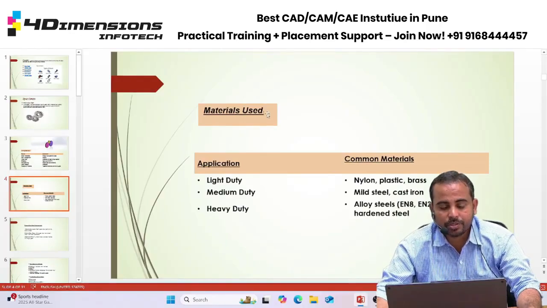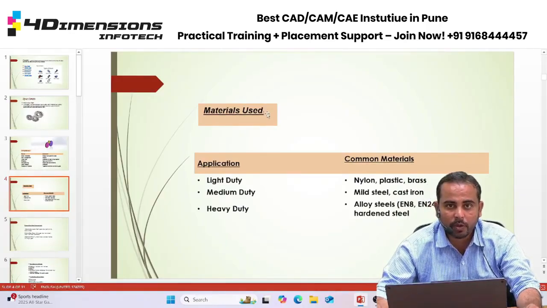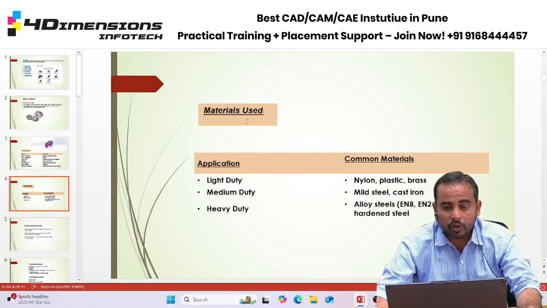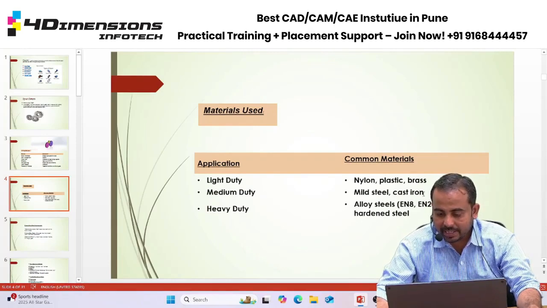Next, the material used. This is a very important factor, that we should know what kind of material is used for manufacturing the gears. For spur gears, according to applications, for light duty, common materials are nylon, plastic and brass. For medium duty, mild steel and cast iron are usually used. And for heavy duty, alloy steels such as EN8, EN24, etc., which are hardened steels.